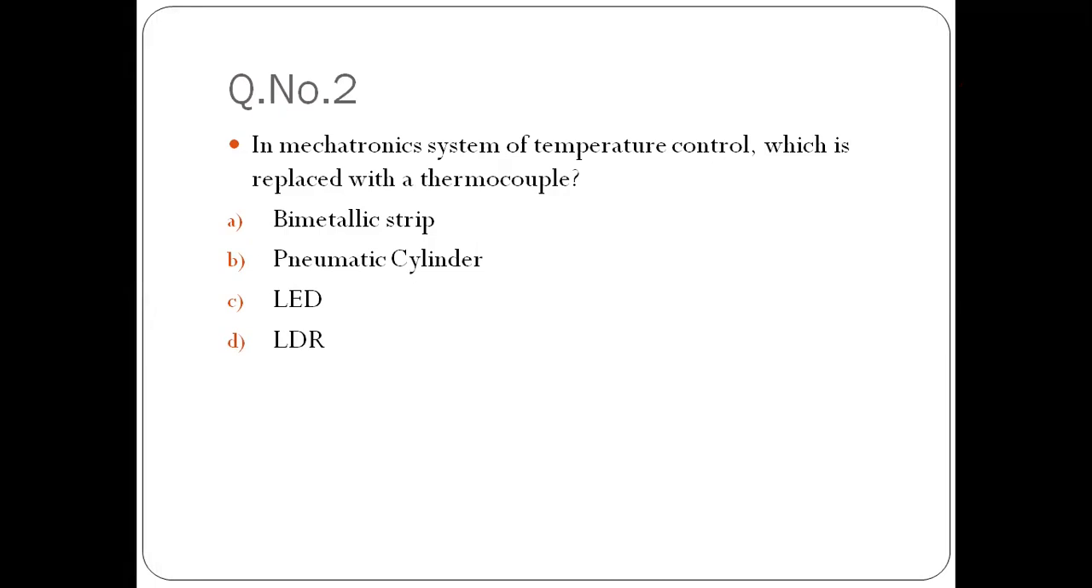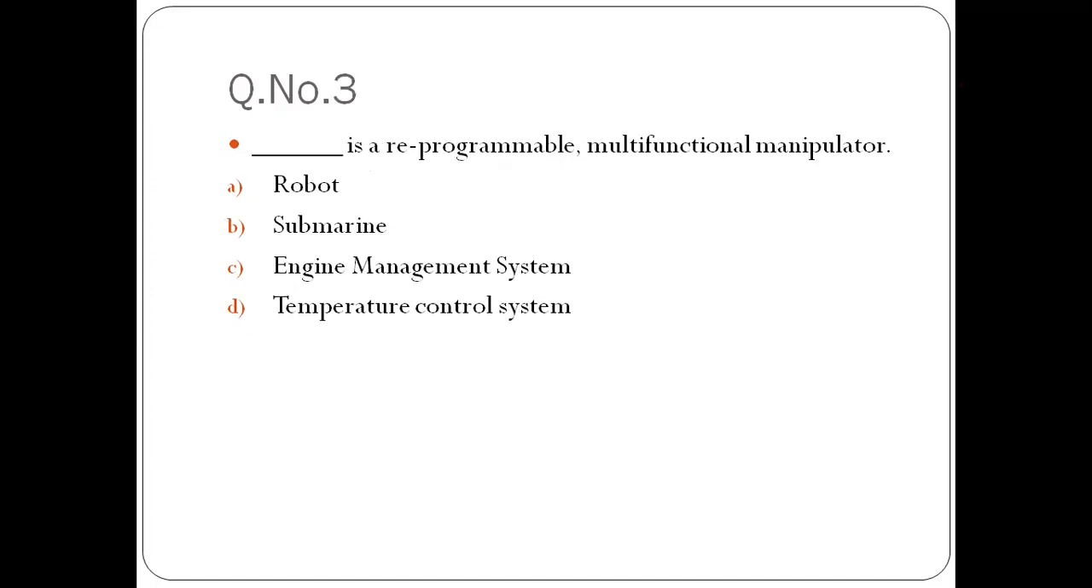In a mechatronic system of temperature control, which is replaced with a thermocouple? In the traditional system, we use a bimetallic strip. In a mechatronic system, it is replaced with a sensor. So the answer here is bimetallic strip. Dash is a reprogrammable multifunctional manipulator. The definition of robot itself: a robot is nothing but a reprogrammable multifunctional manipulator. So robot is the right answer.